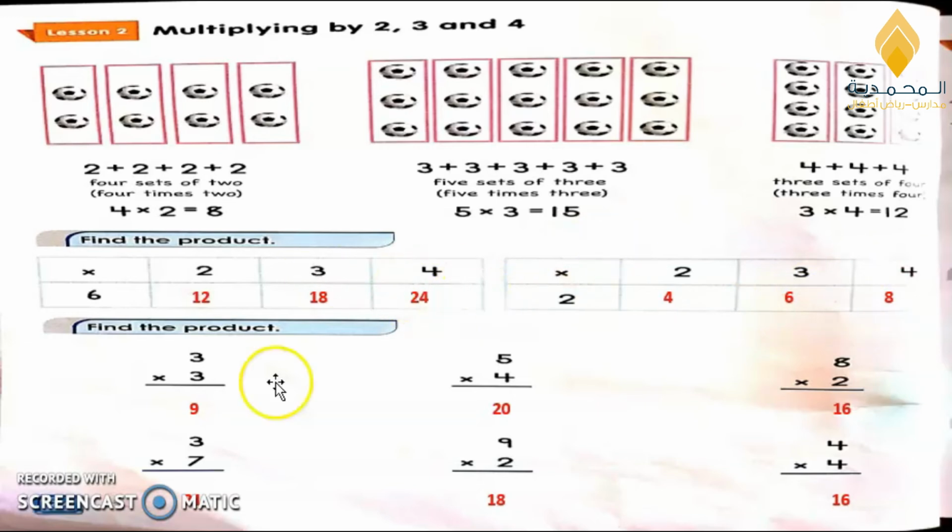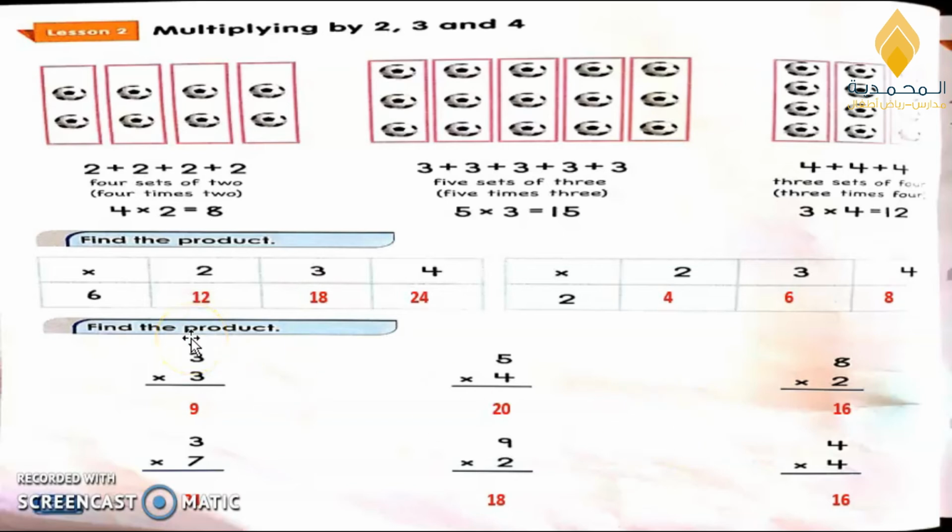These are two tables. Now find the product. Find the product means you should multiply. This is a vertical multiplication. Can you tell me the answers?